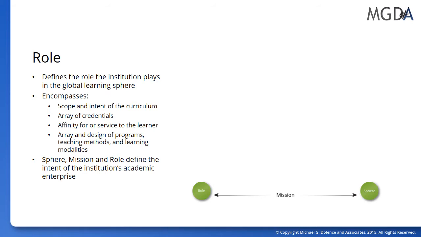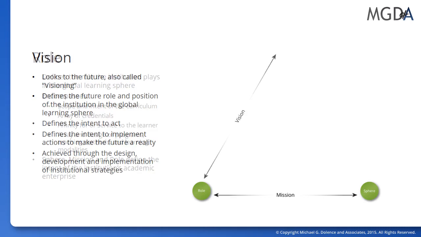Academic enterprise is defined here to include such elements as the curriculum, learner and learning support services, assessment, evaluation, and research. Next, we use this foundation as a lens to look forward into the future. With a basic understanding of sphere, mission, and role, organizational leaders must look to the future, a process known as visioning, in order to define its future role and position in the global learning sphere.